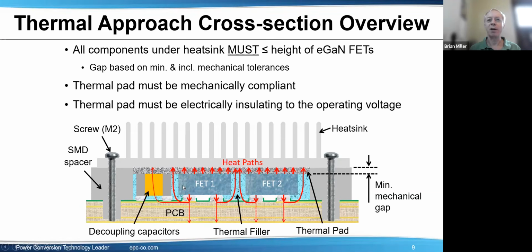And no, that's true. Having them very close is possible, but not only possible, it actually helps. It fills up the gap with something that conducts heat better than, say, a thermal filler or so forth. So having capacitors or other devices in there is actually good. All the components under the heatsink must be less than the height of the GaN FETs, obviously. You don't want to have them push it up.